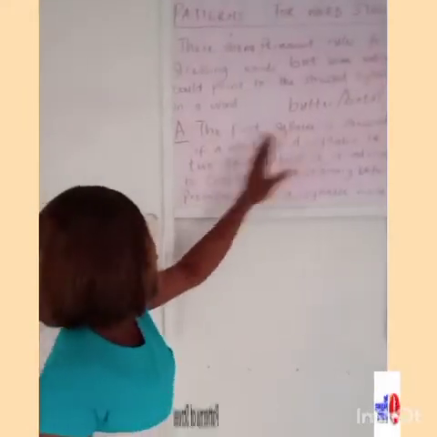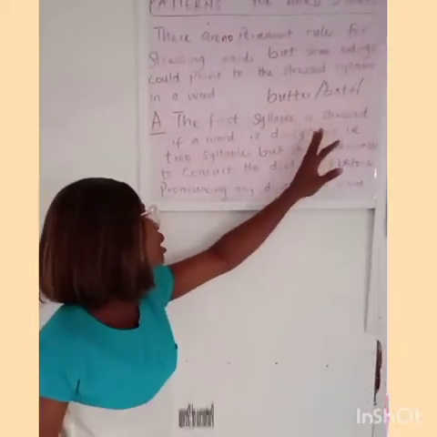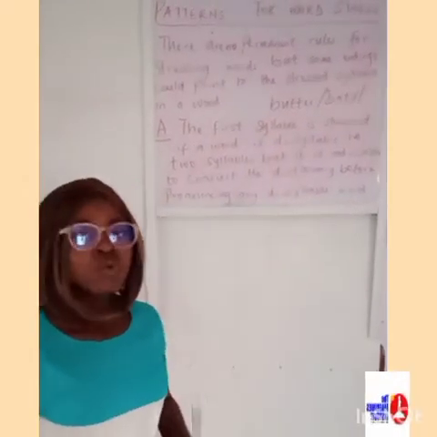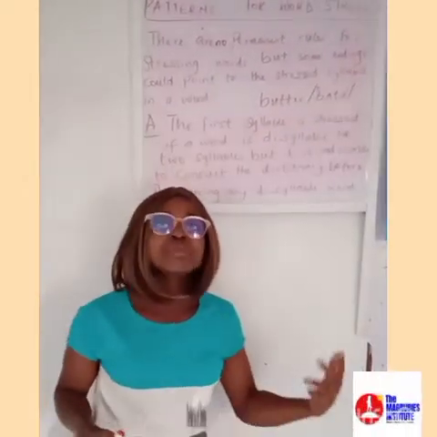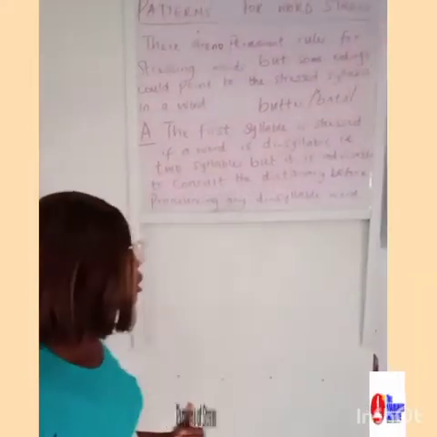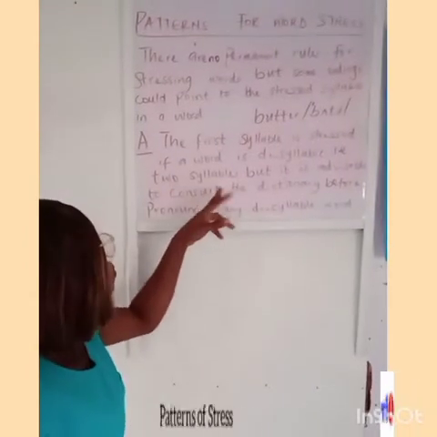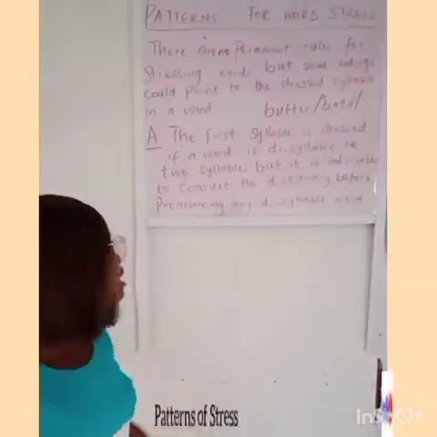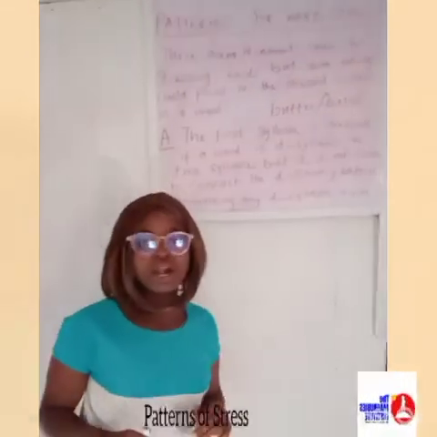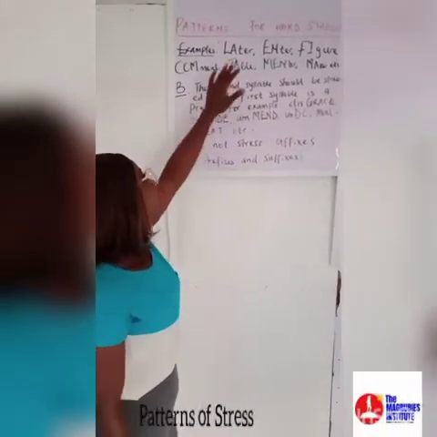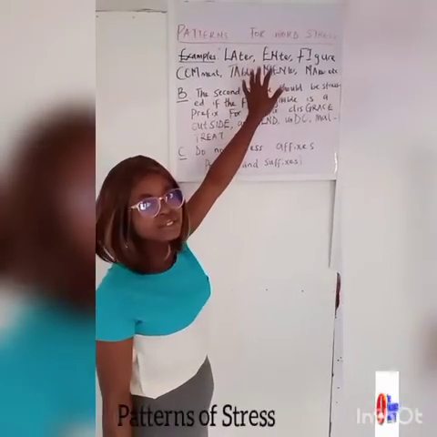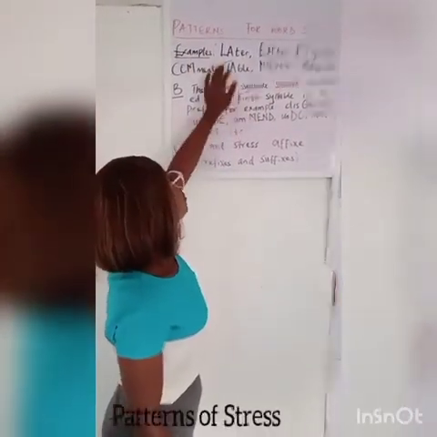The first syllable, we have rule A. The first syllable is stressed if a word is disyllabic. What do we mean by disyllabic? Di means two. So if you have two syllables, you are to stress the first syllable. That is, if you have two syllables, but it is still advisable to consult the dictionary before pronouncing any disyllabic word. Examples are later. The letters written in uppercase should be stressed.